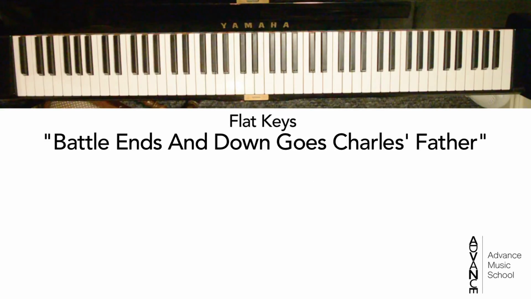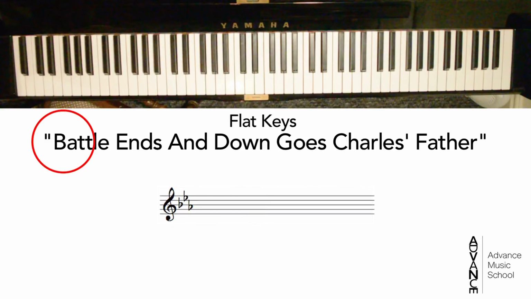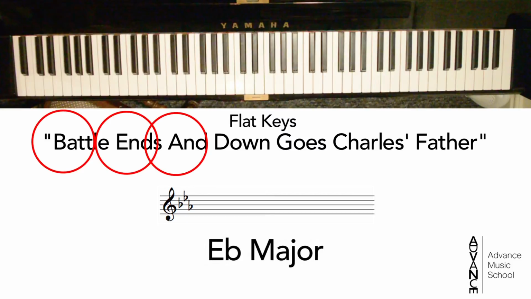If a key has 3 flats, they will be B flat for battle, E flat for ends, and A flat for and. To find out the name of the key, we go back one in the rhyme from the last flat, which is A flat for and, to E flat for ends, so that E flat major has 3 flats, which are B flat, E flat, and A flat.